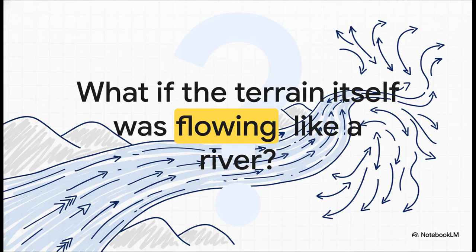But here's a final thought to leave you with. What if the landscape itself was in motion? What if instead of a mountain, we were trying to analyze the velocity of water at every single point in a flowing river? What new kinds of calculus would we even need for something like that? Well, that's a great question. For the next step in our journey, vector fields.